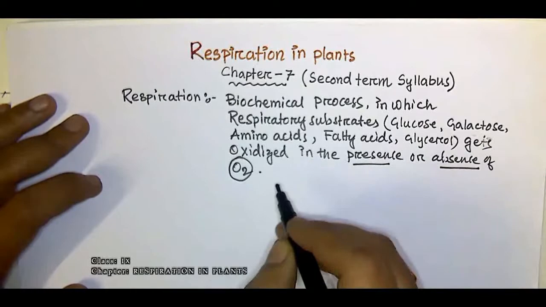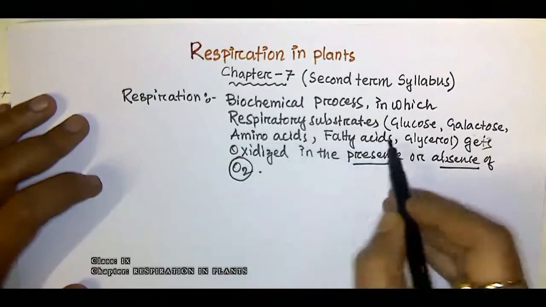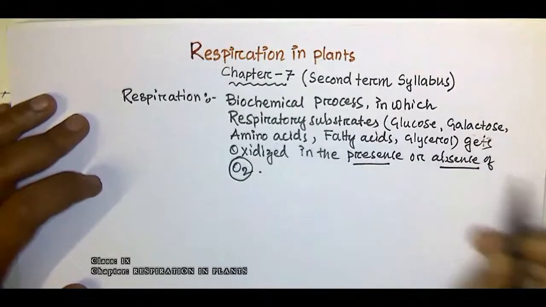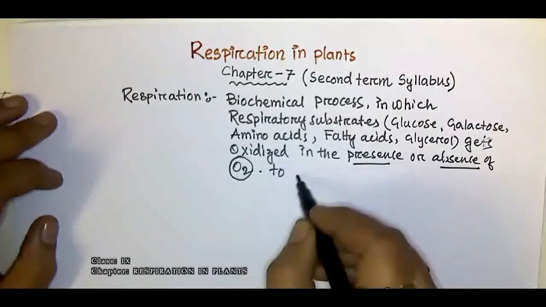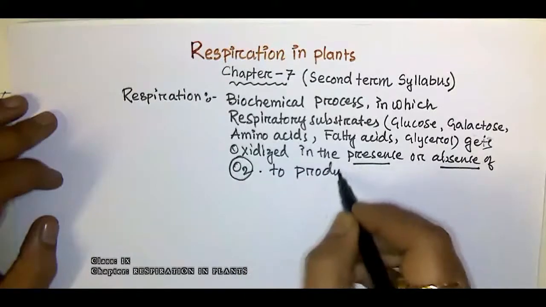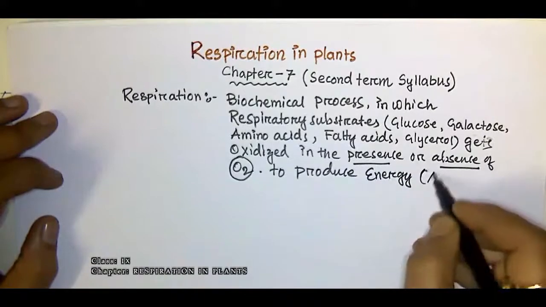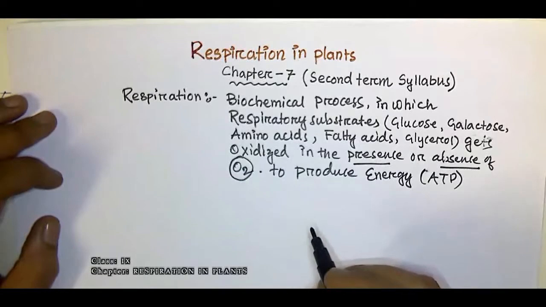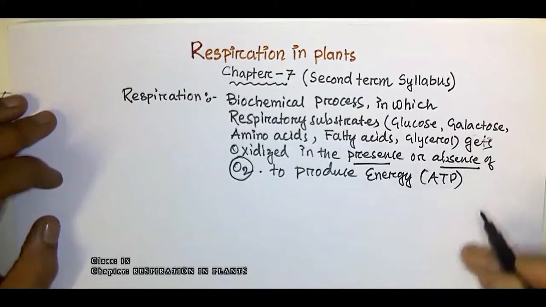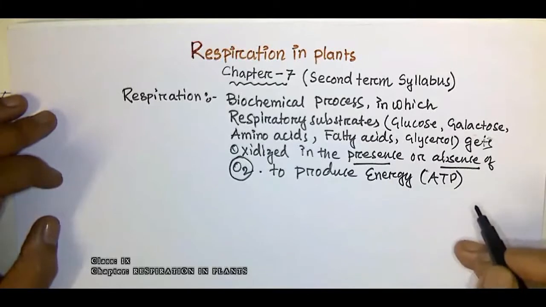Why are we doing all these things? It's a biochemical process in which respiratory substrates such as the following get oxidized in the presence or absence of oxygen to produce energy. And this energy which is produced is in the form of a chemical compound, and the name of that chemical compound is ATP. You know the full form of ATP, adenosine triphosphate.